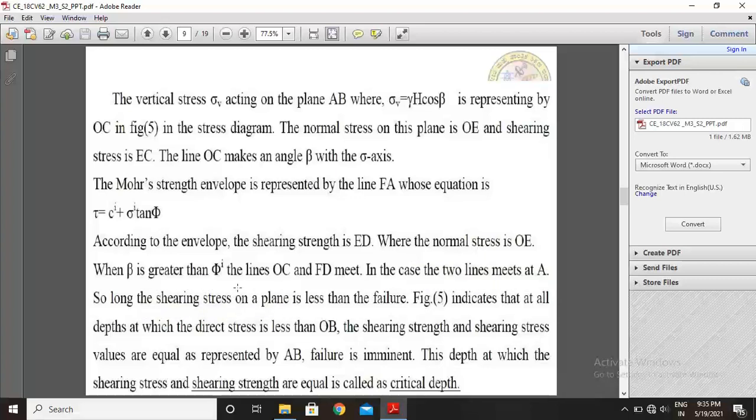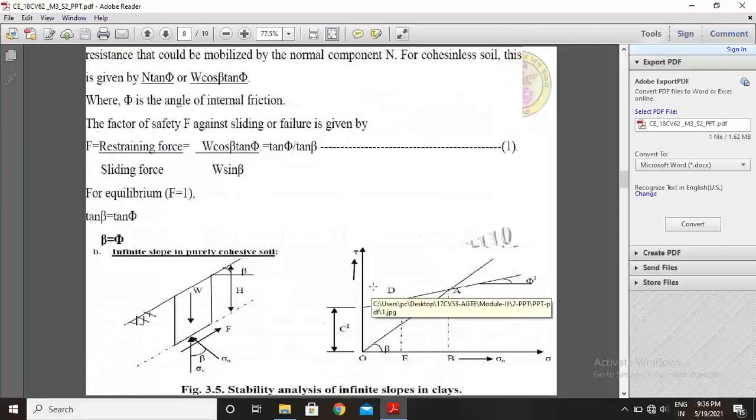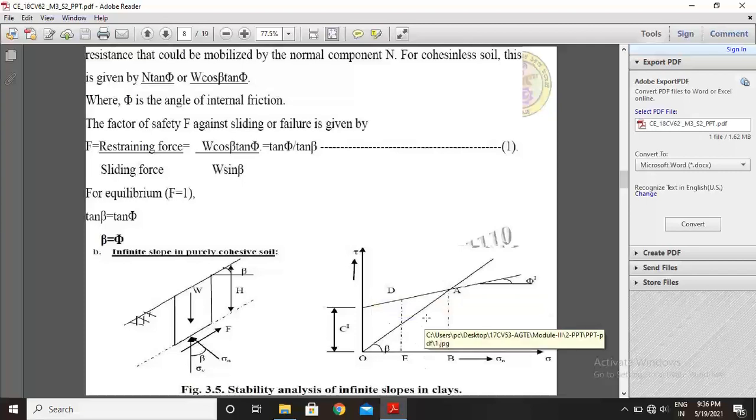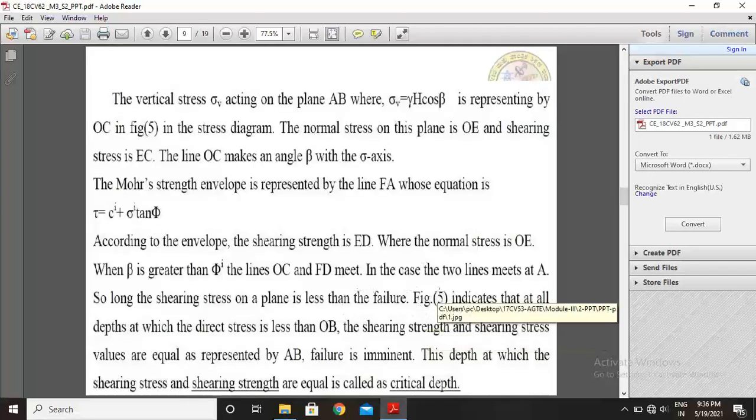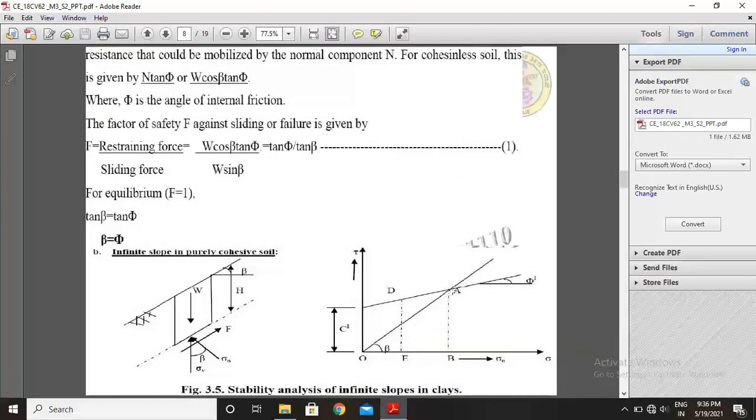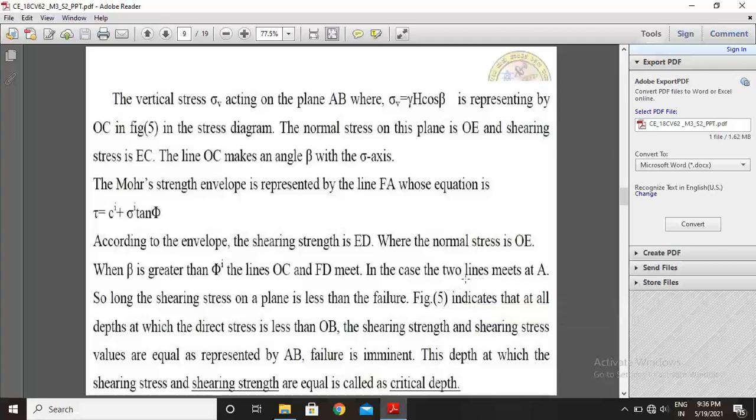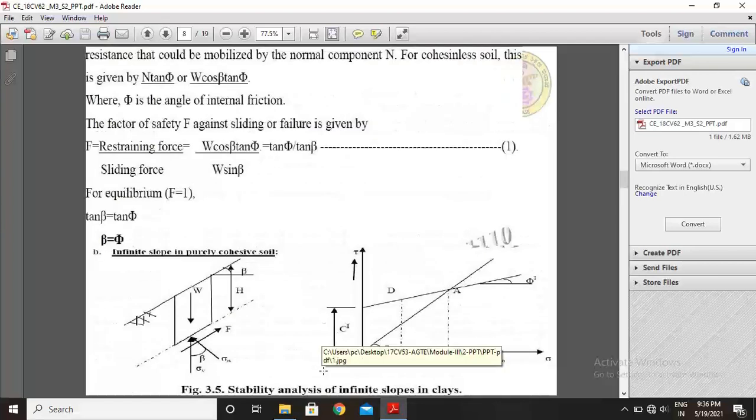When beta is greater than phi dash, the lines OC and FD meet. From these diagrams I am explaining the case where the two lines meet at A. So long as the shear stress on a plane is less than the failure, figure 5 indicates that at all depths the direct stress is less than OB.